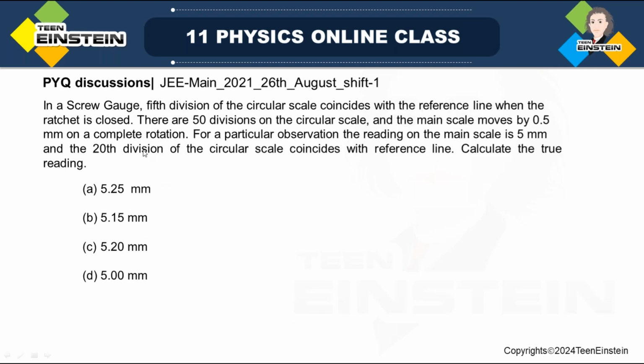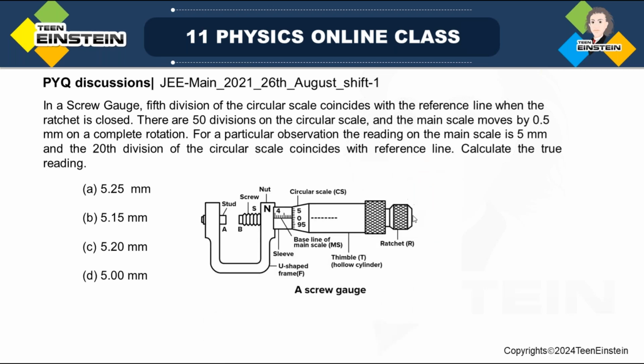So next problem is this one. So this is actually from measuring instrument. See, in a screw gauge, fifth division of the circular scale coincides with the reference line when the ratchet is closed. Let me show you the screw gauge here. See, this is the ratchet. Okay, this is ratchet R. You can see that this is the ratchet.